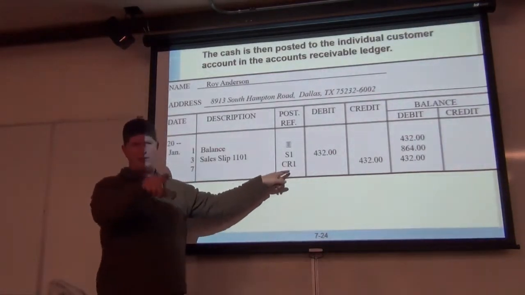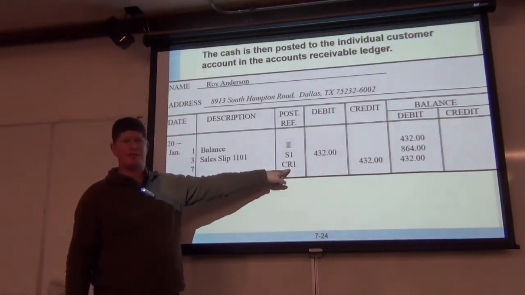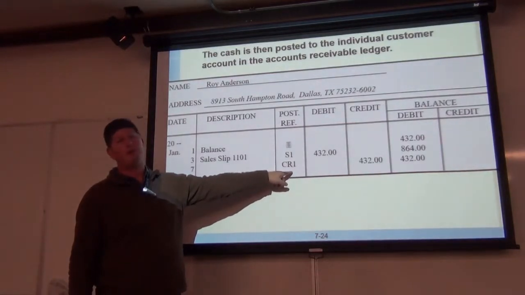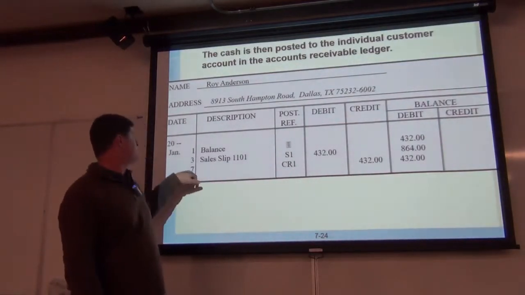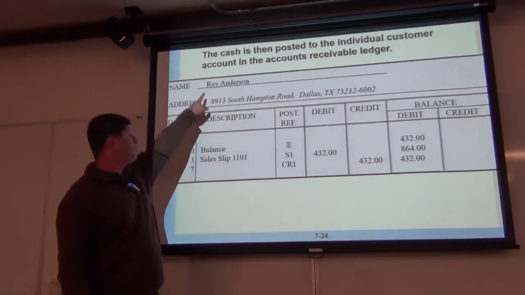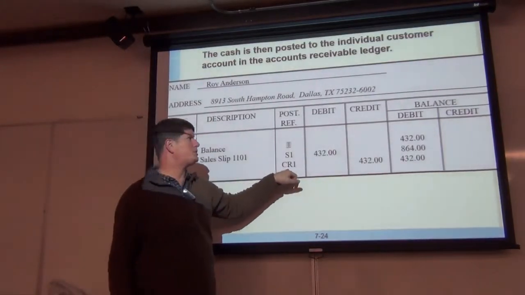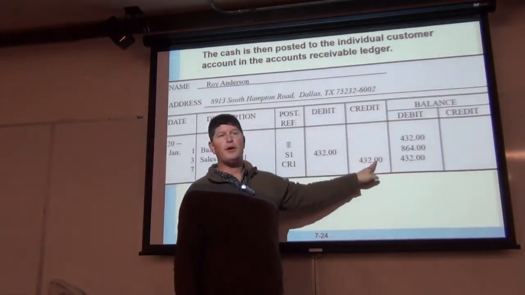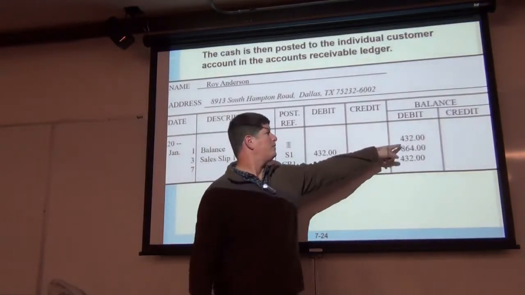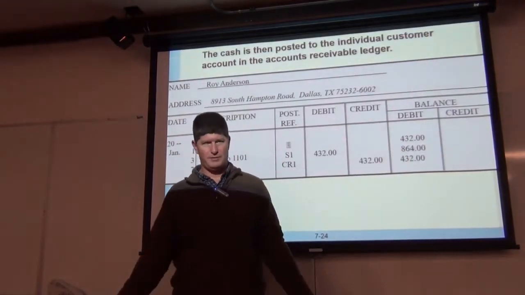And that's the thing that was confusing you earlier, cash receipts. Or no, you had cash payments, but here's cash receipts. So on the 7th, Roy made a payment from the cash receipts journal. It would be a credit because it reduces his balance. Do the math, calculate his new balance.